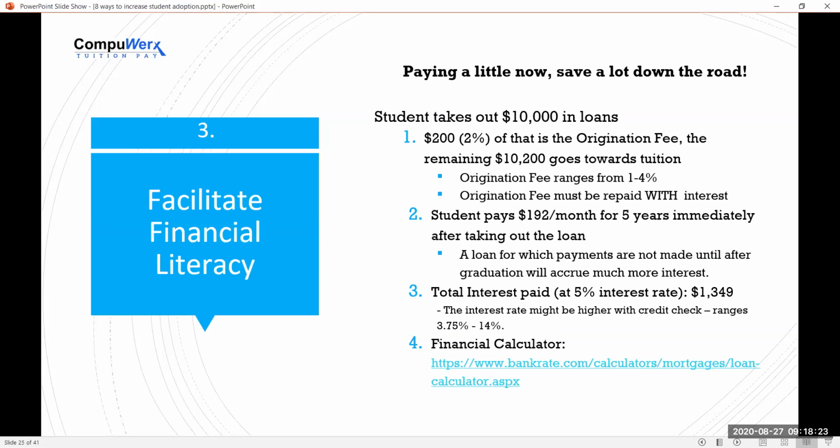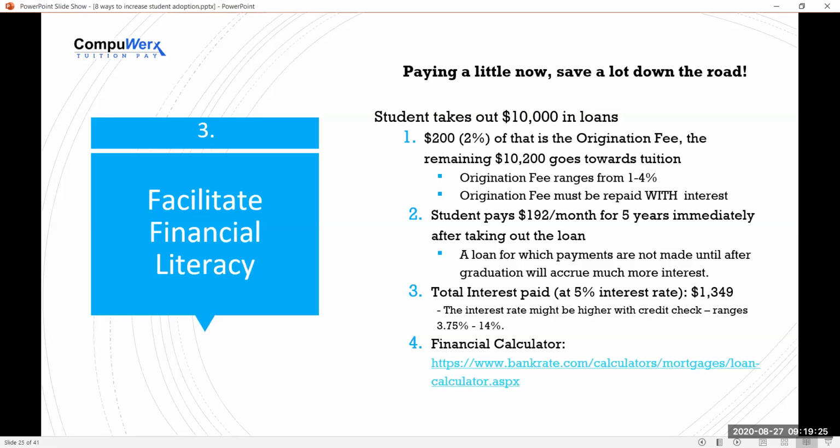So here is an example of how the loan works. Let's say your student is taking out a $10,000 loan. Taking out a loan requires an origination fee. Normally, the origination fee is between 1 and 4%. For this example, let's say it's 2%. So there's $200 more added to the loan, and it will become $10,200 for the total loan amount. And the $200, of course, will be charged interest too. So the student pays $192 per month, with a 5-year loan program, and immediately they have to pay back the loan.